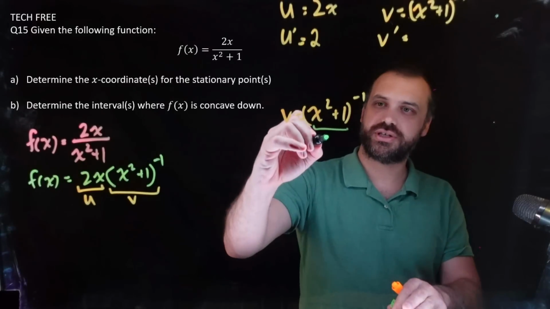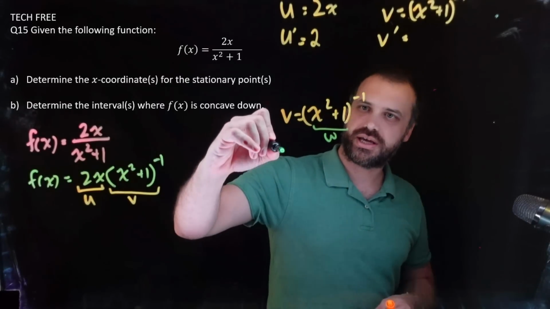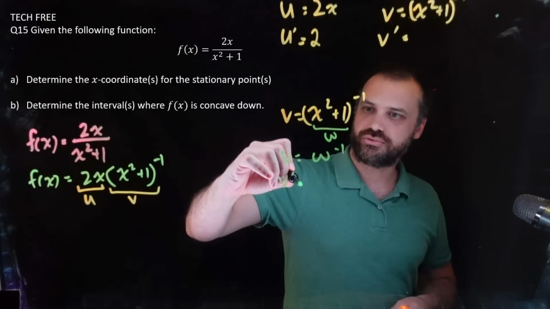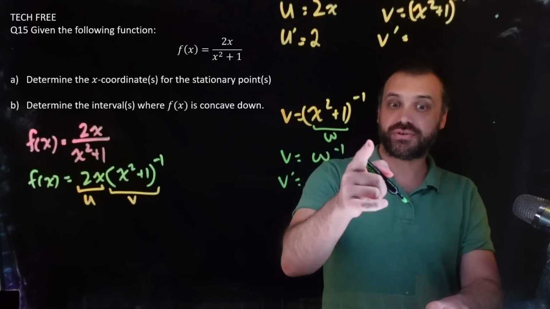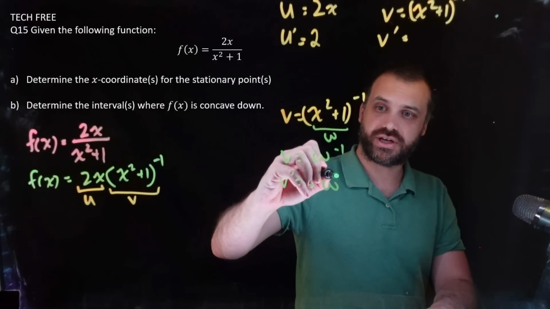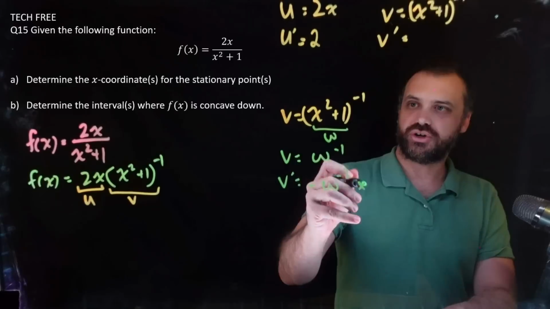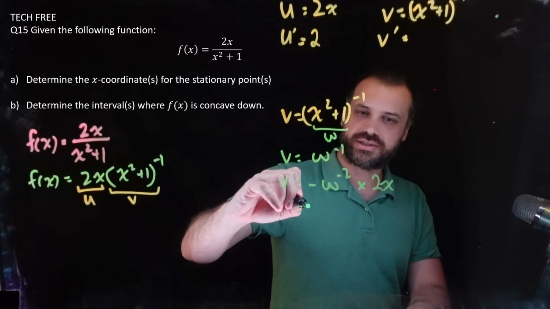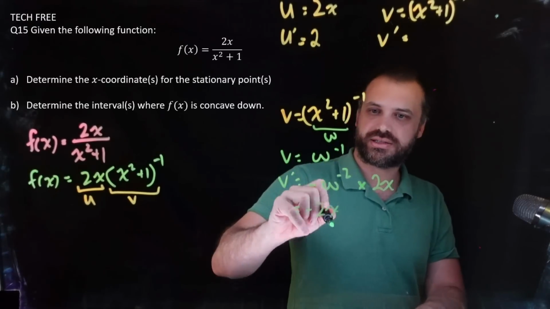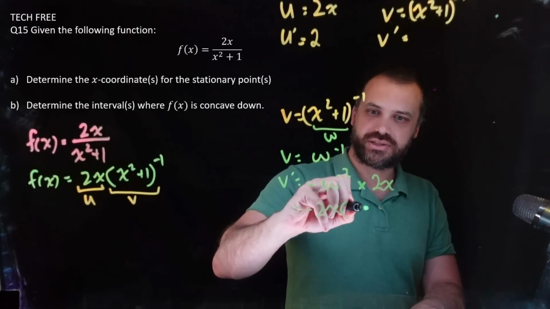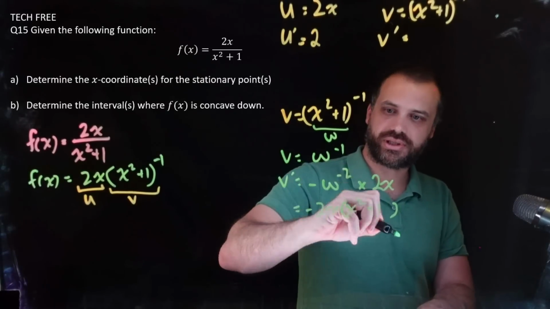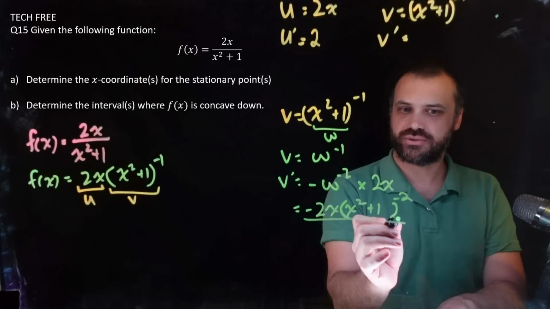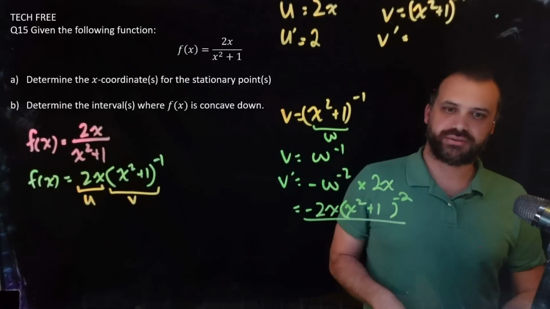So not to confuse things, I'm going to call this W. So I'm going to say that V is equal to W to the negative 1. So the derivative of V is equal to whatever the derivative of that is, so negative W to the negative 2, times whatever the derivative of W is, which is 2x. So that's negative 2x times W, which is x squared plus 1, to the negative 2. All right, so that is my V dash.